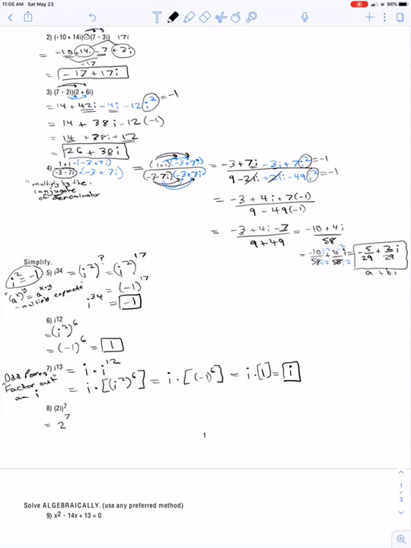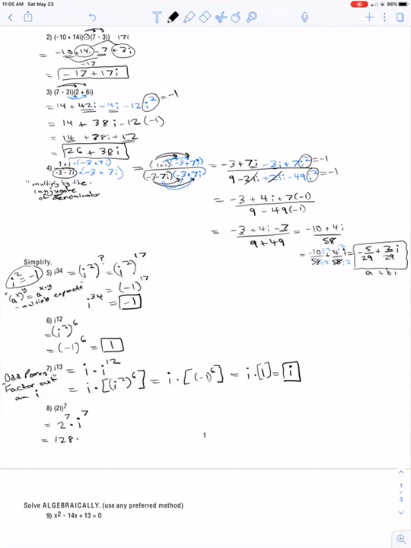So as we do that, this is equal to 2 to the 7th times i to the 7th. And then we can go ahead and reduce 2 to the 7th power. That's 128. We multiply 2 together 7 times, 2 times 2 times 2. We're going to get 128.